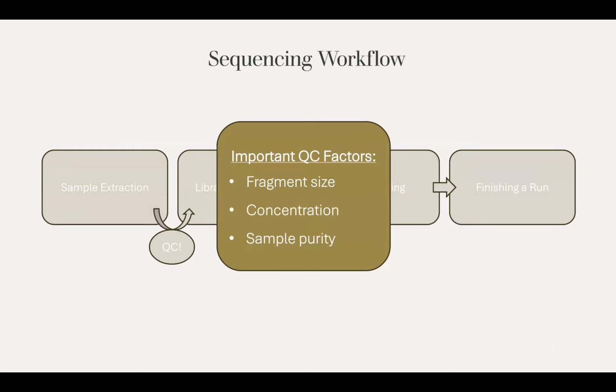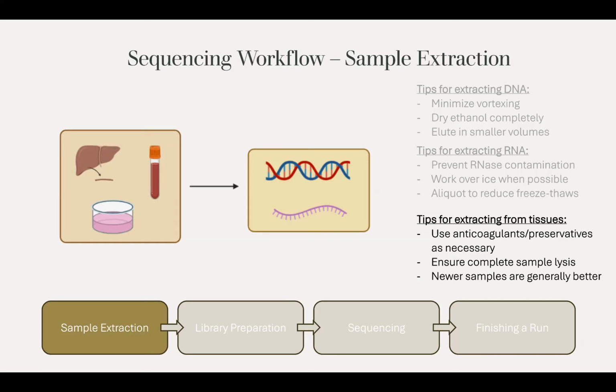And finally, and probably most importantly, tips for extracting from tissue samples. I know from experience, it's no fun trying to extract RNA, especially from coagulated blood samples. So use anticoagulants and preservatives when you're storing your samples as necessary, especially when you're working with tougher samples, like physically tougher samples. Ensure complete sample lysis, or else you're probably not going to get great yield from your samples. And in general, newer samples are usually better.